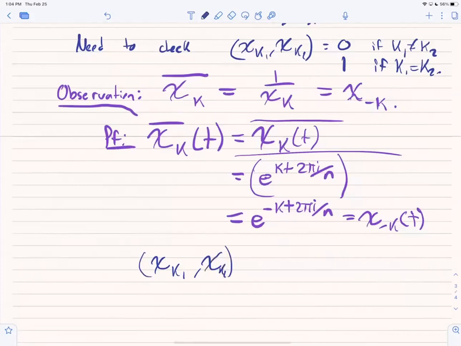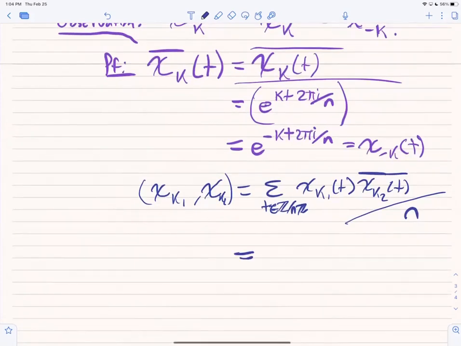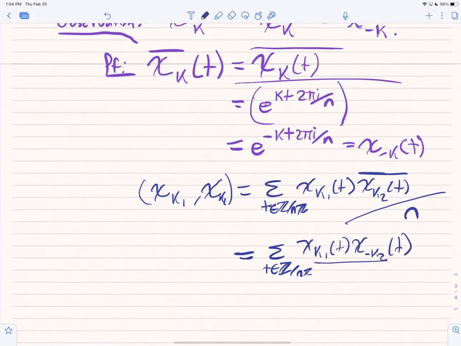So the inner product of chi k1 and chi k2 is just the sum over all t in Z mod nZ of chi k1 of t times chi k2 bar of t, all over n. So this is the sum over t in Z mod nZ of chi k1 of t times chi of minus k2 of t, over n.